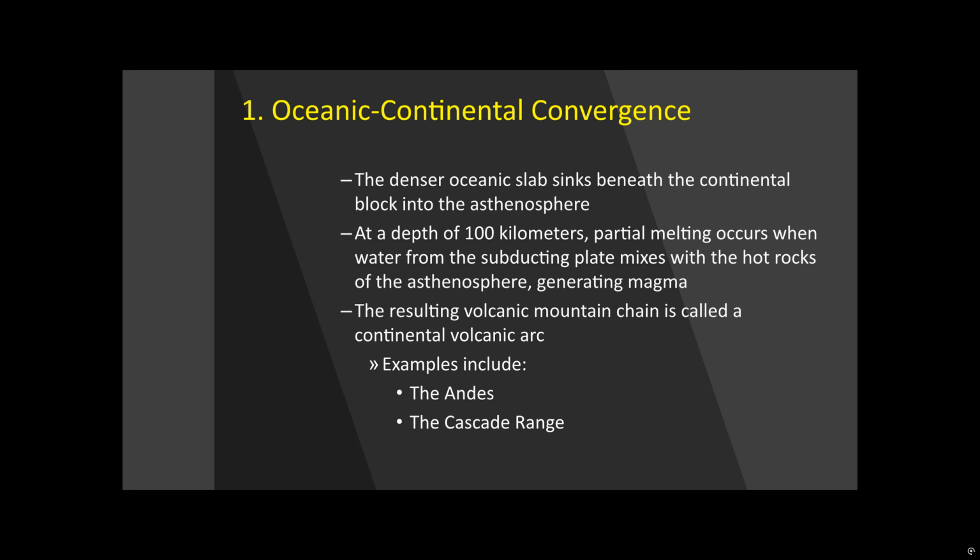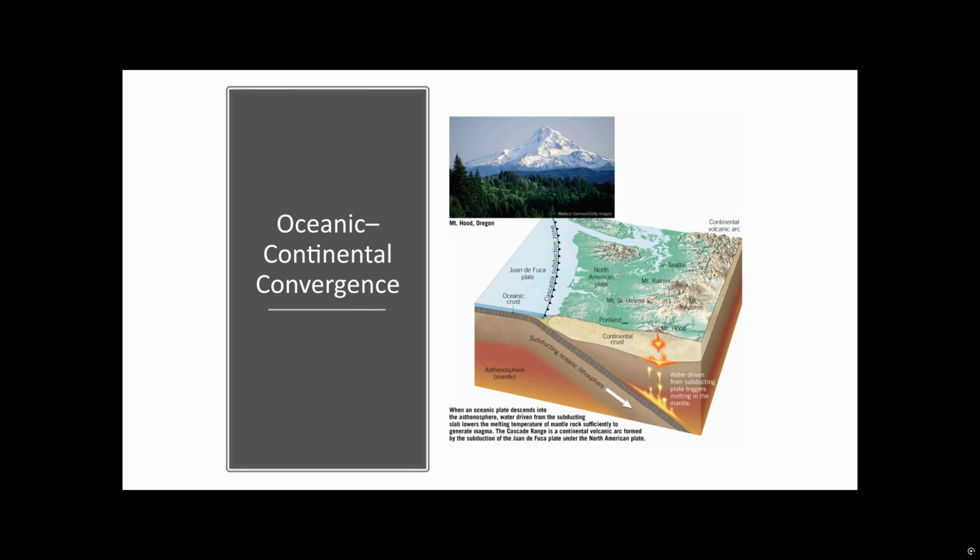The resulting volcanic mountain chain is called a continental volcanic arc. Examples of this include the Andes Mountains, and in North America, the Cascade Range up in Washington and Oregon. Here you can see a picture of Mount Hood in Oregon. It's a volcano formed because of oceanic continental convergence and partial melting.